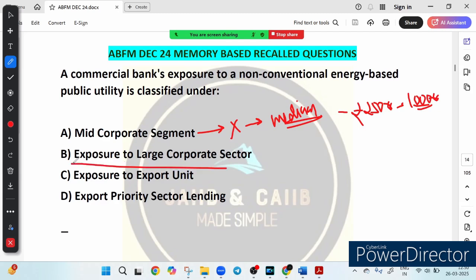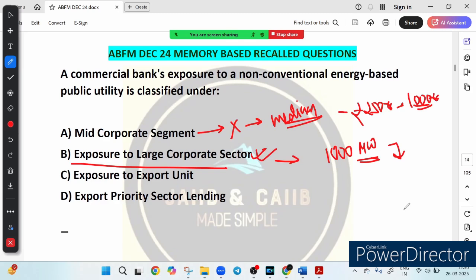Option number B, exposure to large corporate sector. Yes, this is the correct answer. Because the large corporate sector includes big businesses or infrastructure projects requiring huge funding from banks. So suppose a company needs a 1000 megawatt solar power plant. The project will cost thousands of crores and require funding from multiple banks. Since these projects are big, banks classify them under the large corporate sector to manage their credit risk properly.